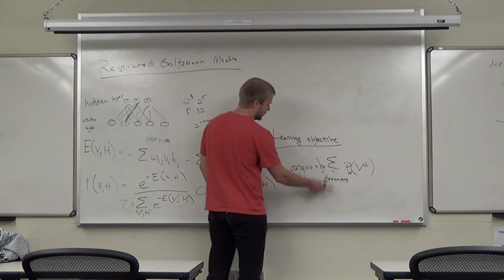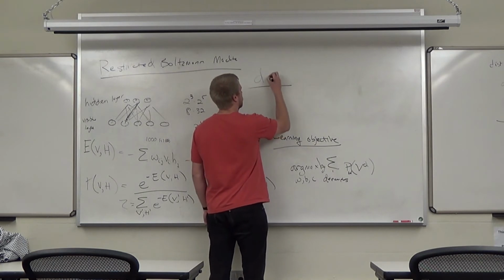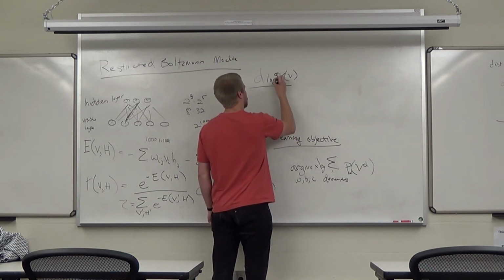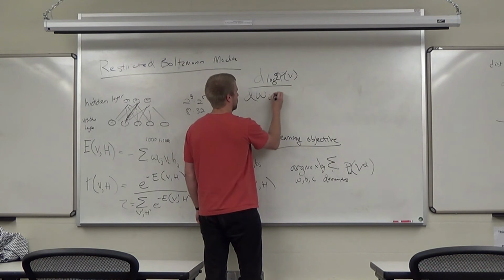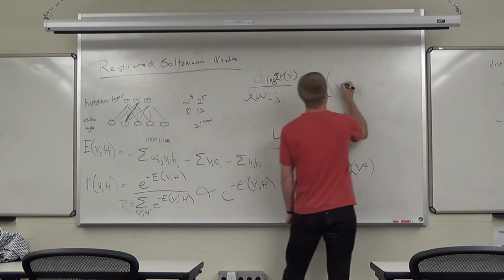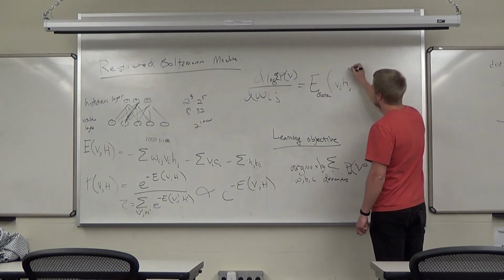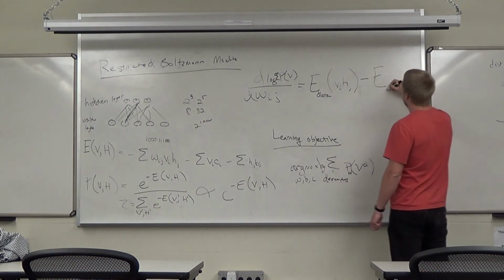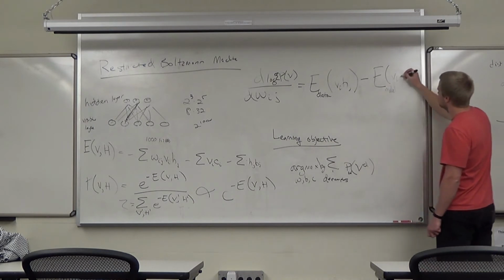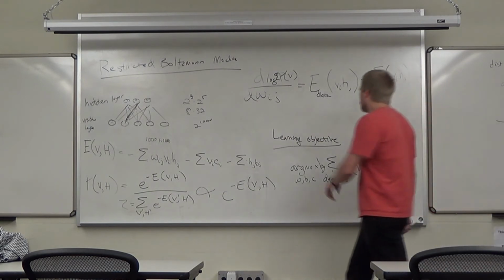So anyways, the derivative of the log probability of the data with respect to a certain weight is going to equal the expected value, when the visible layer is clamped to the data, of the product of V_i and H_j, minus the expected value on the model of the same product. Okay, so this is very easy to compute.